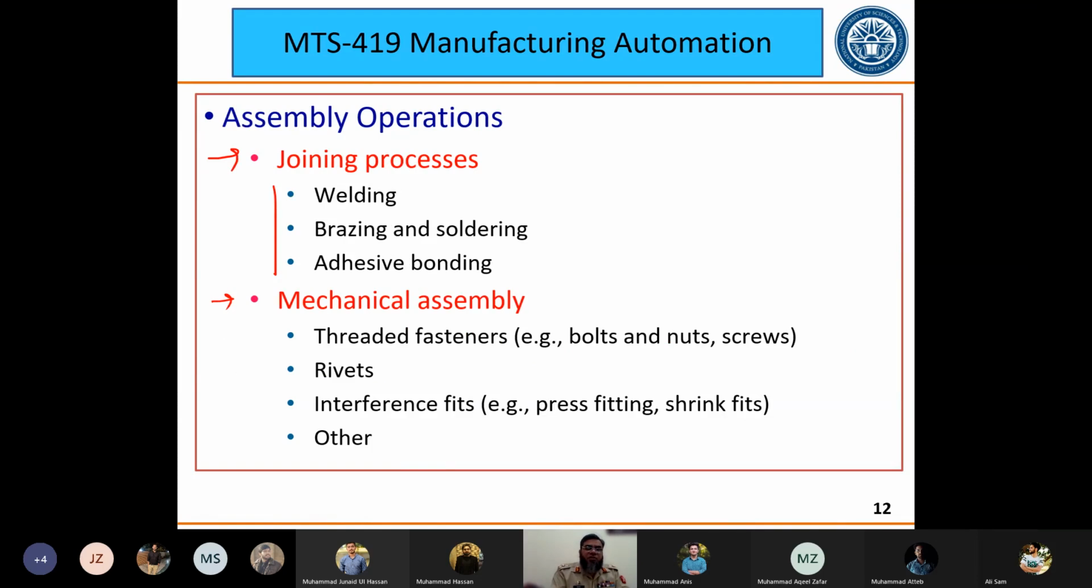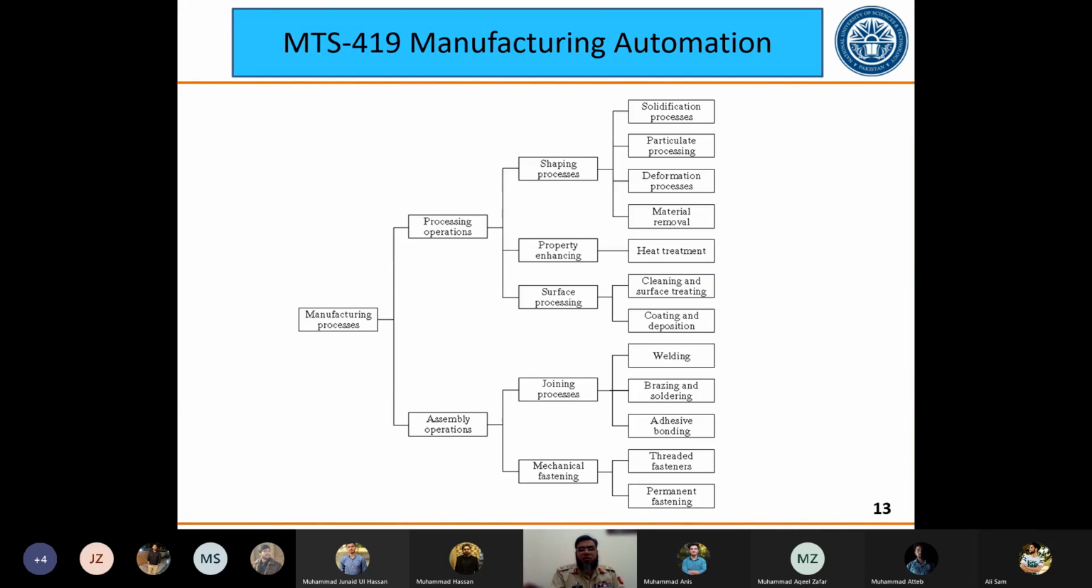The assembly operations include the joining operations, which include welding, brazing, soldering, and adhesive bonding, and then the mechanical assembly also, which includes threaded fasteners, rivets, or interference fits. I'm just hurrying through all these because you are familiar with this.